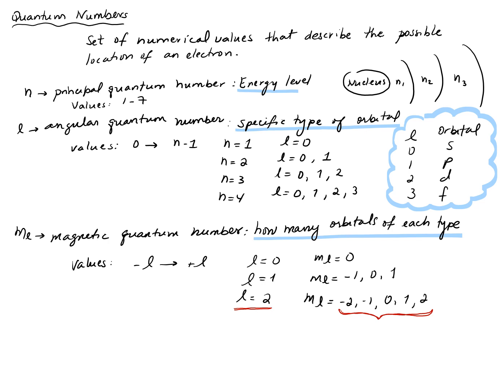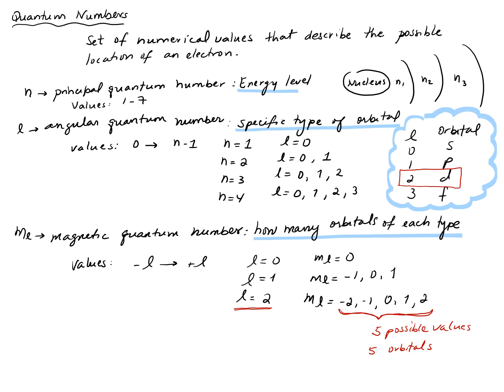5 possible values means that you have 5 orbitals. Which type of orbital? When L is 2, the type of orbital is d orbital. So these 5 possible values mean that you can have 5 orbitals of that specific type. So when L is 2, you have 5 possible values of m sub L, and that is related to the number of orbitals that we have for d orbitals.